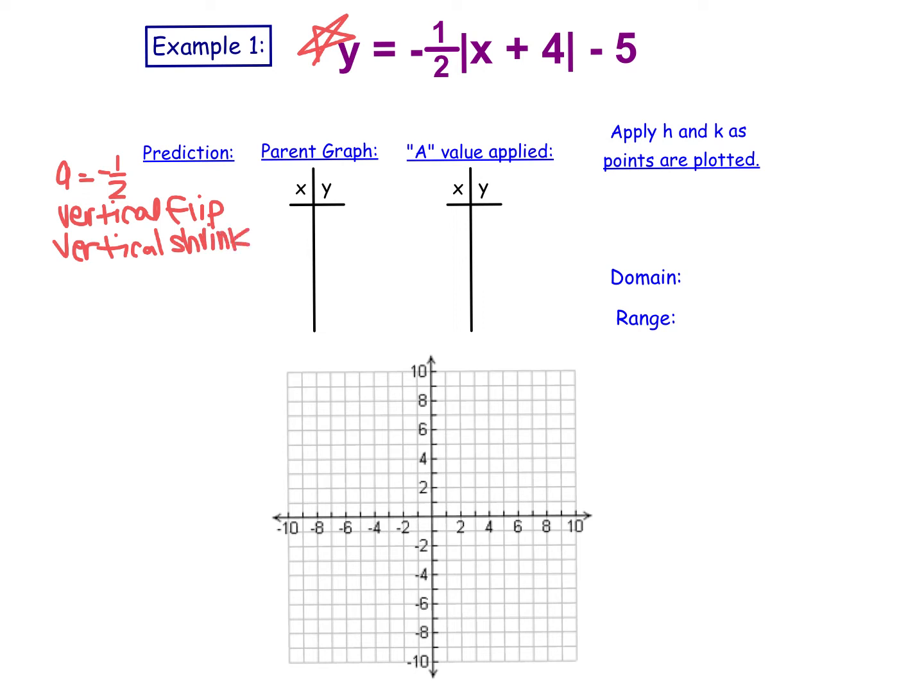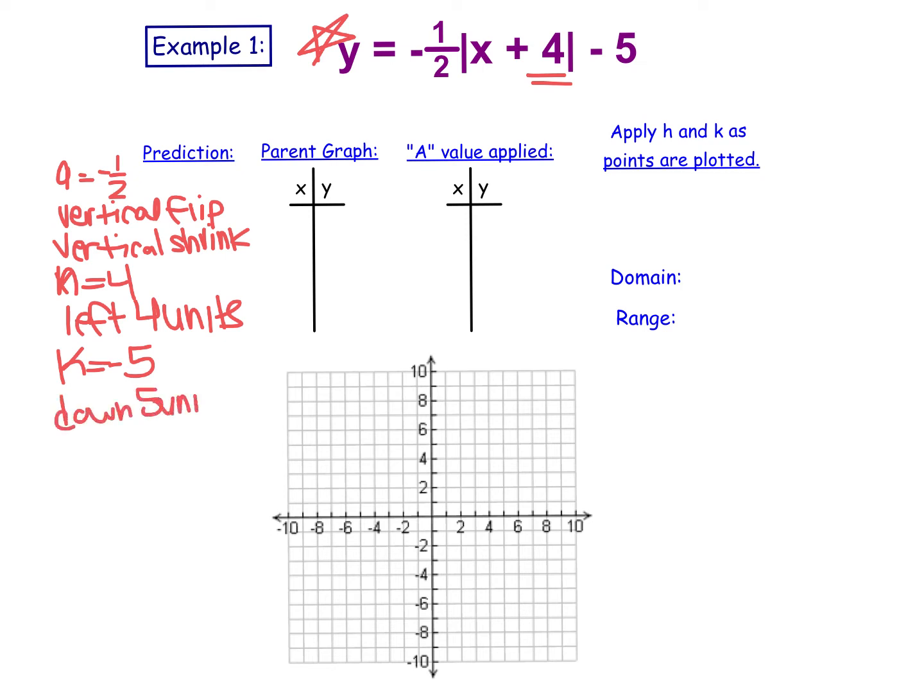Then the next thing I see is that h is equal to 4. That's the number that's inside the absolute value. So h is my horizontal movement, and it's the opposite of what I expect. So this is going to go in the negative horizontal direction, which is left 4 units. And then I also notice that k is equal to negative 5. That's my vertical movement, so it's going to move down 5 units. So those are all of the changes that I expect to see.